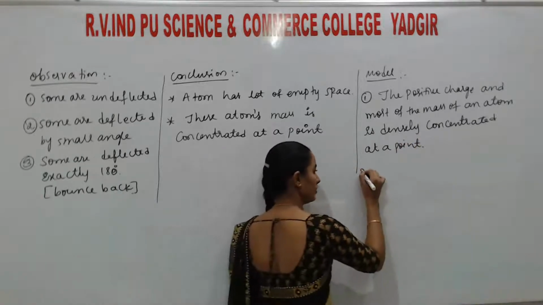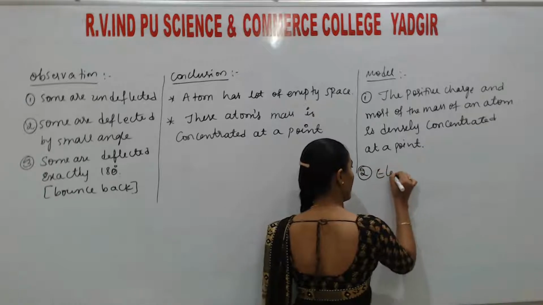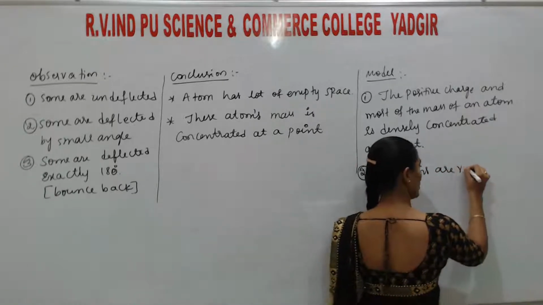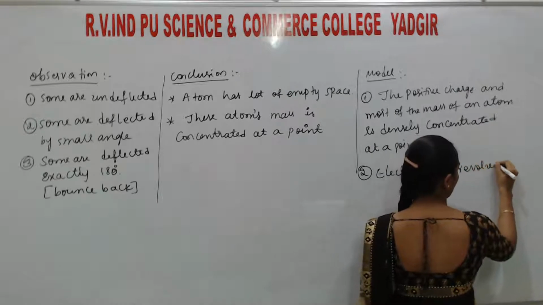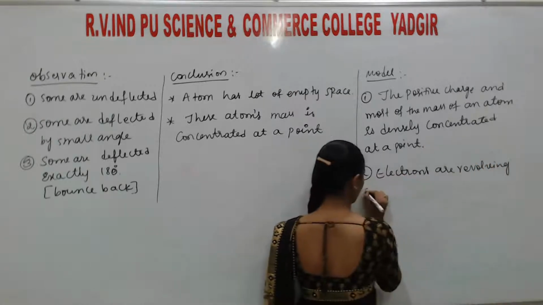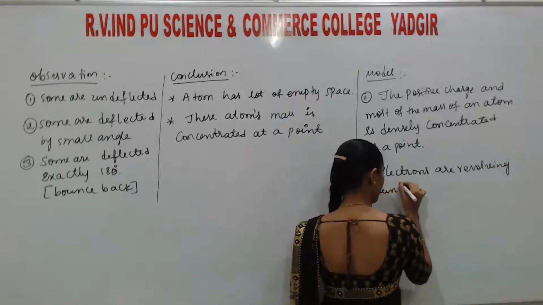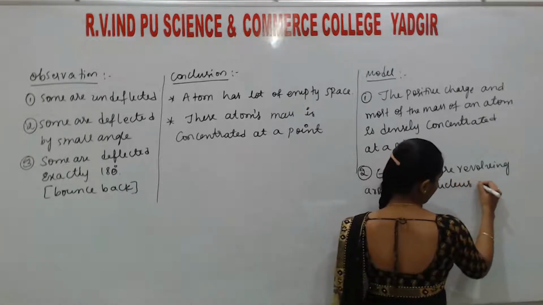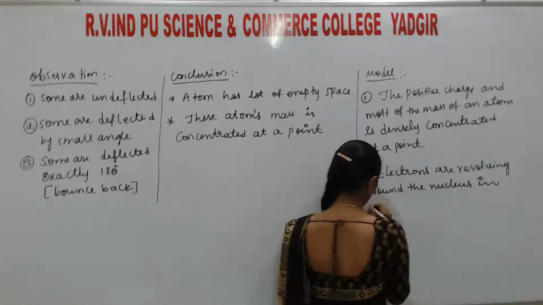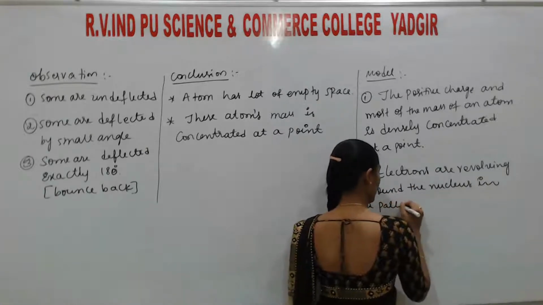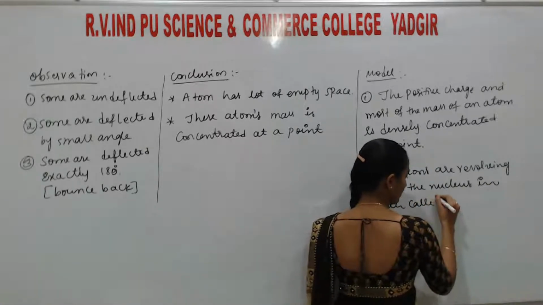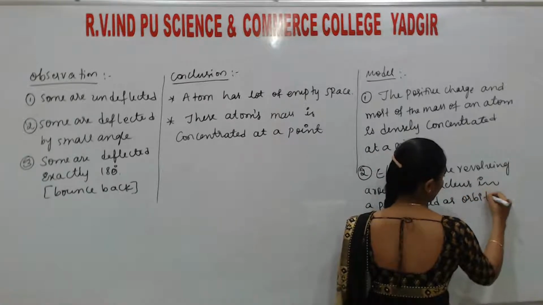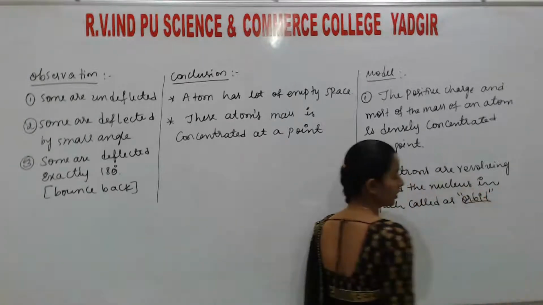Next, second one: electrons are revolving around the nucleus in a path called an orbit. This one is important. What is an orbit?